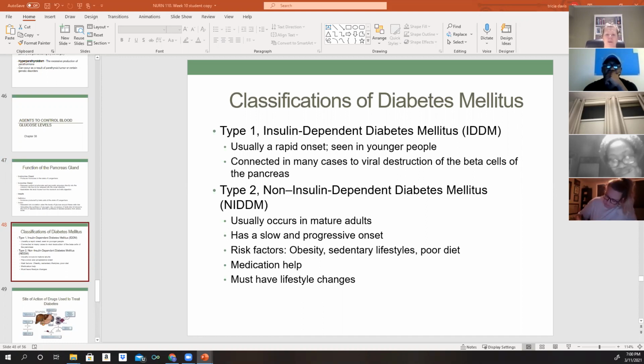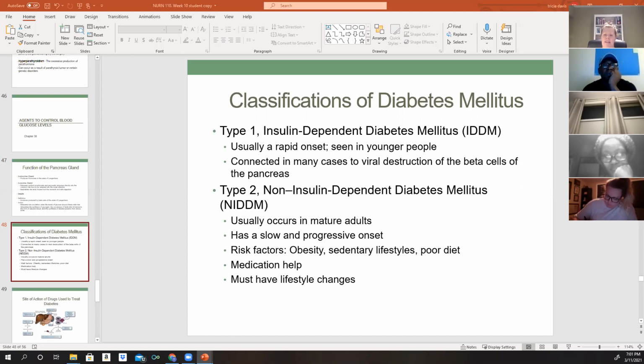Then we have type 2, which is non-insulin dependent diabetes mellitus. This usually occurs in mature adults. It does have a slow and progressive onset, and it is usually caused by certain risk factors. The patients that we see who get type 2 diabetes are patients that are obese, patients that lead very sedentary lifestyles, patients that do not eat properly. So they're eating high fatty foods, high sugar foods, no fruits, no vegetables. They don't have a good diet.